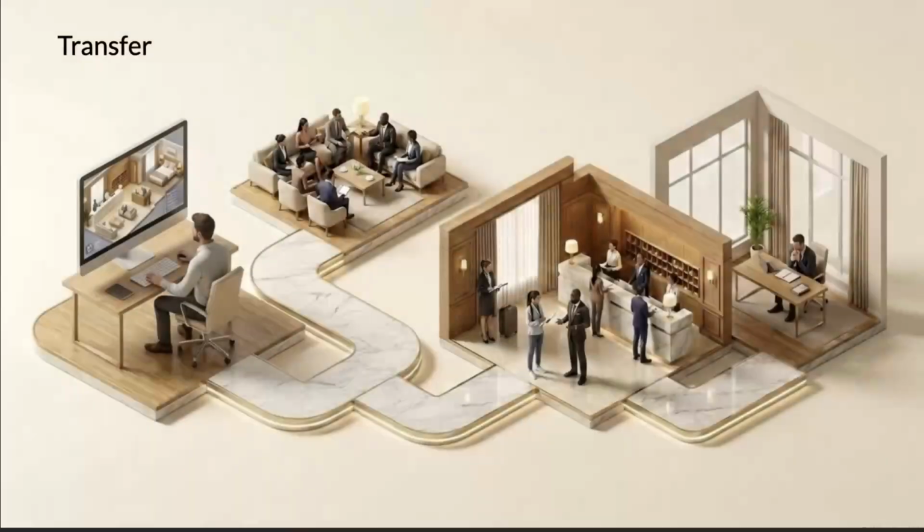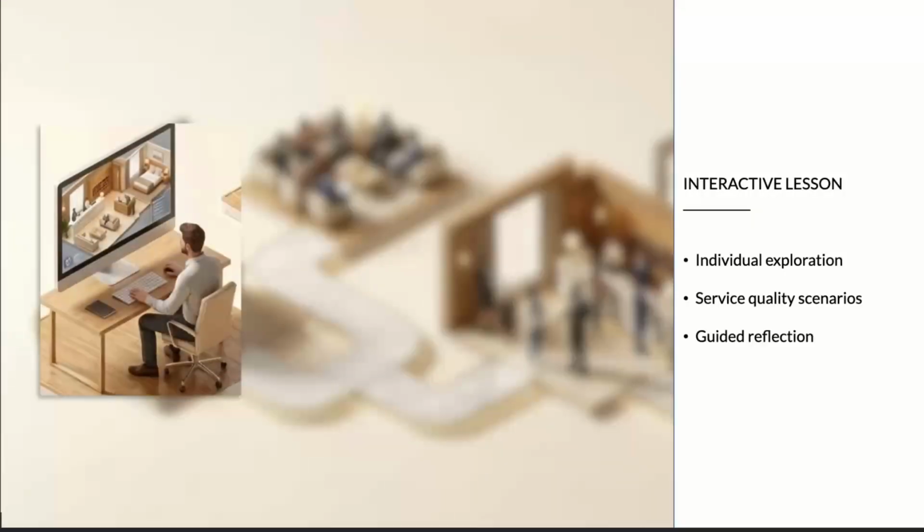A central goal of this project is transfer, helping learners apply what they learned in the interactive lesson that we just explored to authentic hospitality situations. To support that process, the learning experience extends beyond Storyline and into discussion, workplace observation, and reflection. Let's take a closer look at how those stages work together. Learners begin independently with the interactive lesson demonstrated earlier. Through investigation, reflection, and decision-making activities, they build an initial understanding of service quality within a hospitality context.